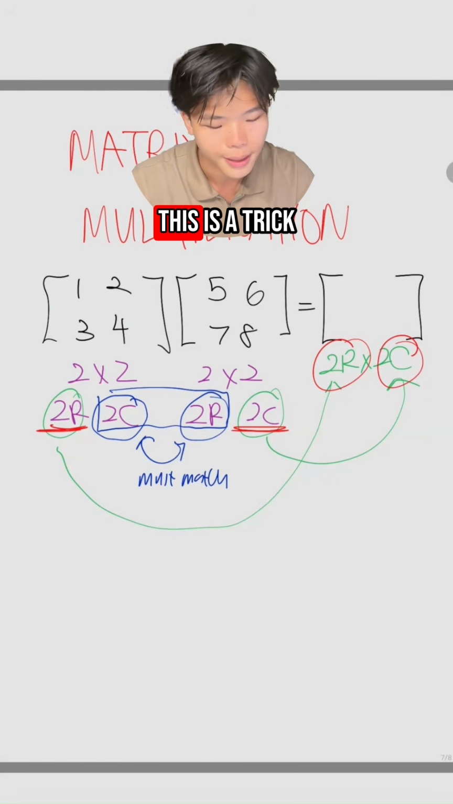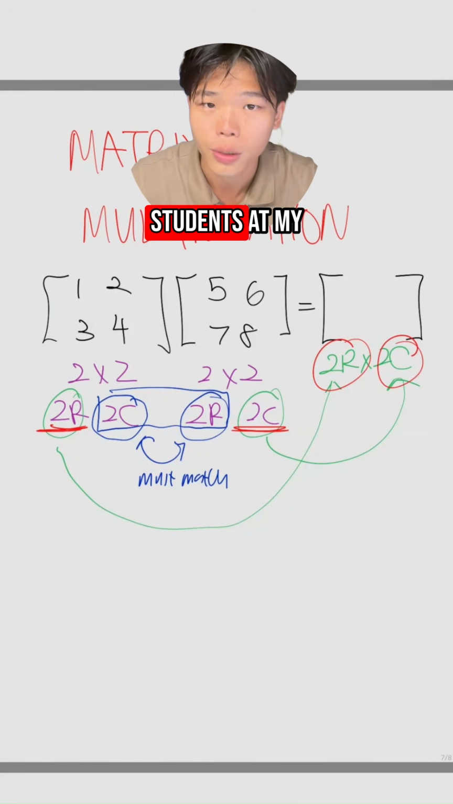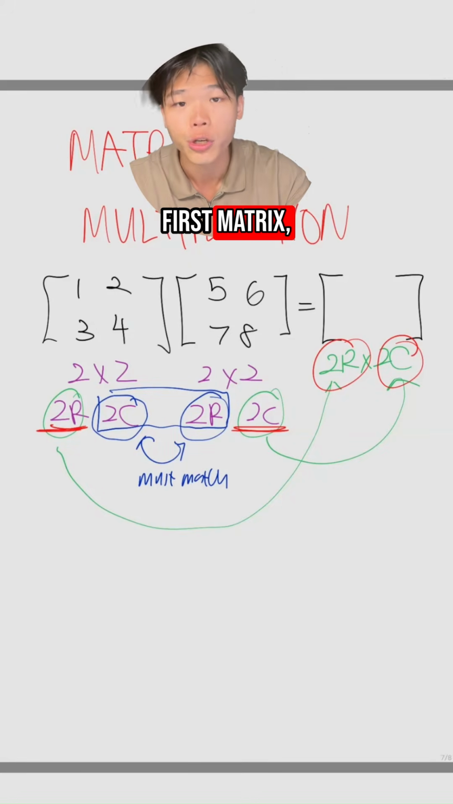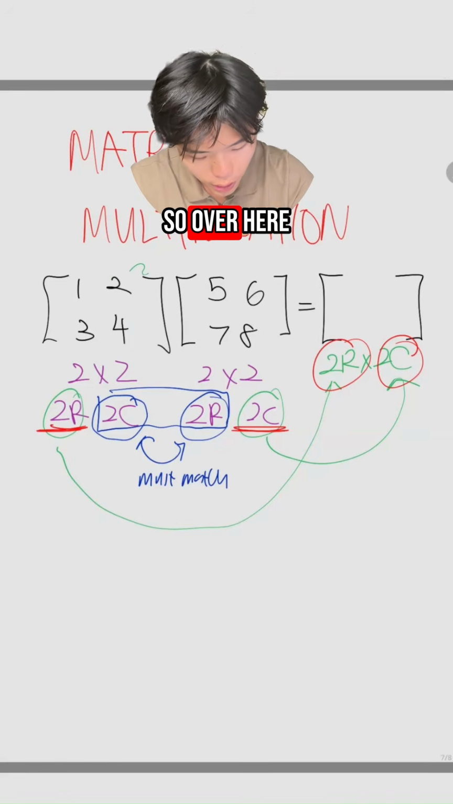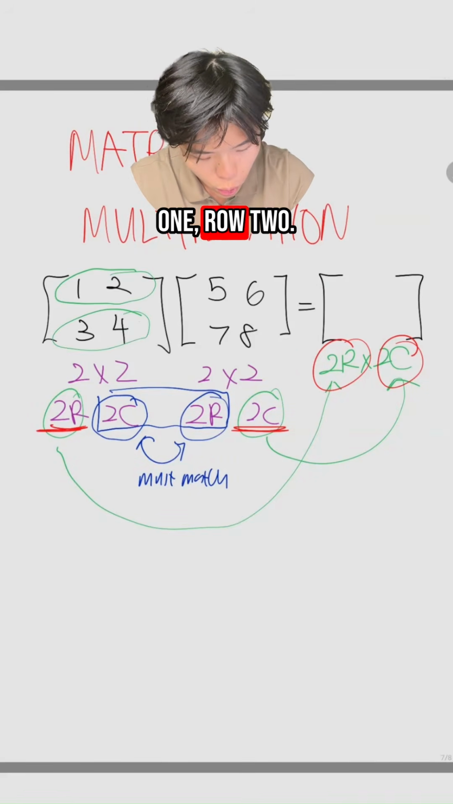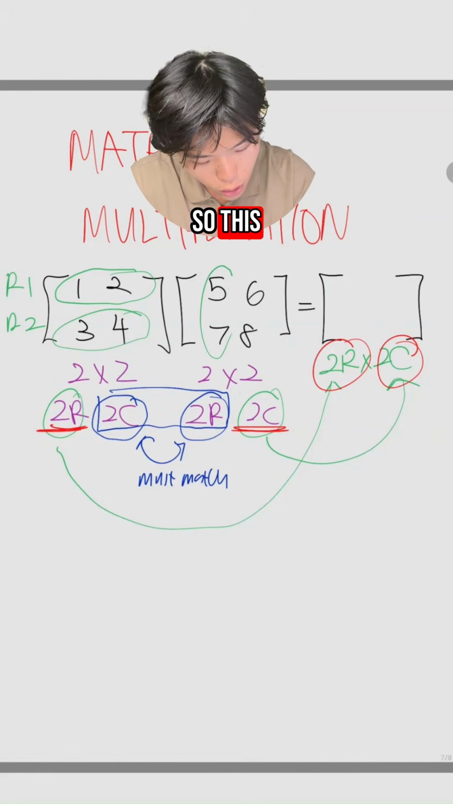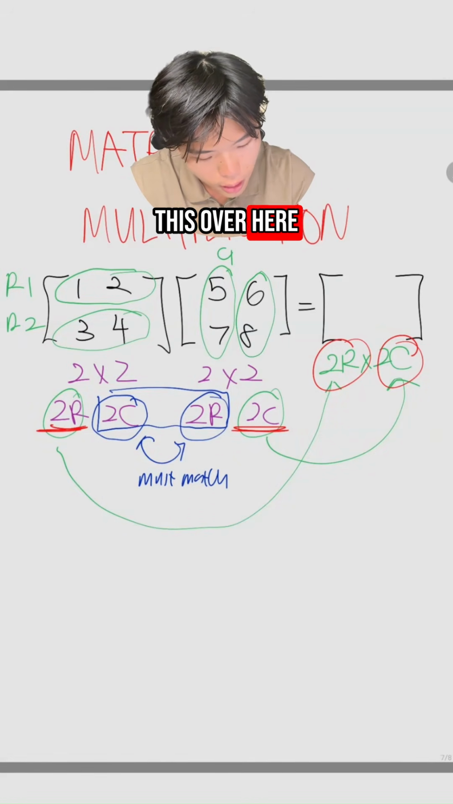So from this point onwards, this is a trick that I teach all my Sec 4 E-Math students at my Math Tuition Center, A1 Math Academy. What I do is that I tell them, okay, on your first matrix, only highlight the rows. So over here I will highlight the rows. This is row 1, row 2, row 1, row 2. And then for the second matrix, I will highlight the columns. So this over here is column 1, this over here is column 2.